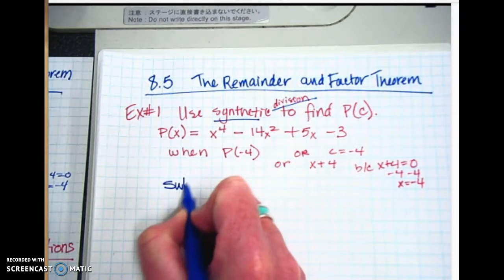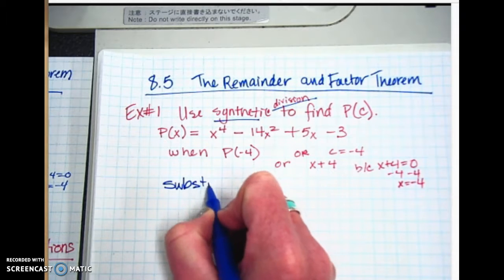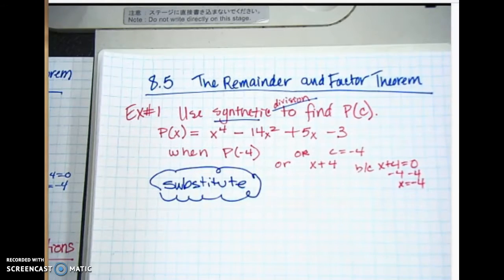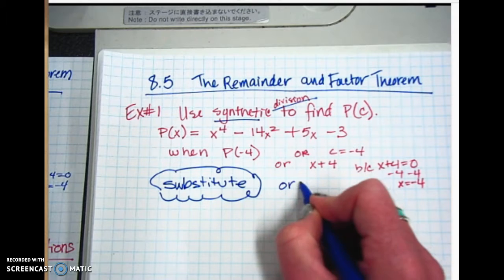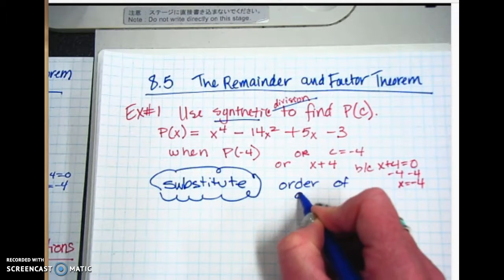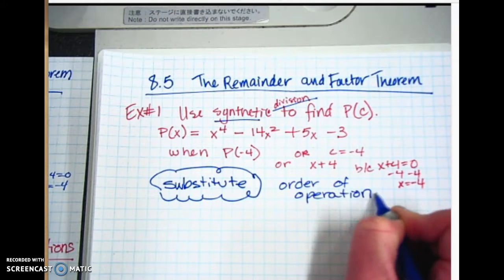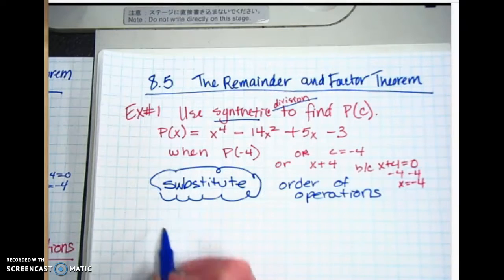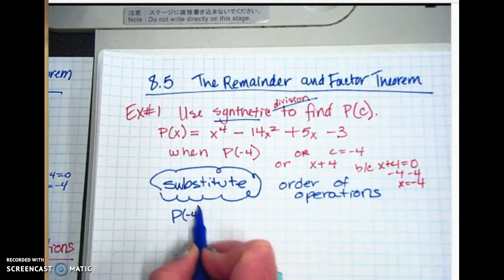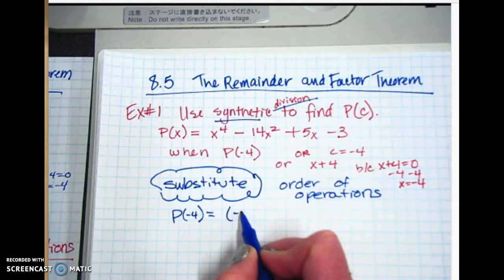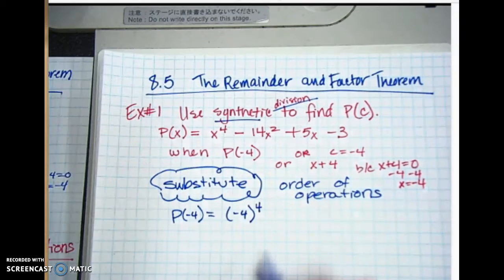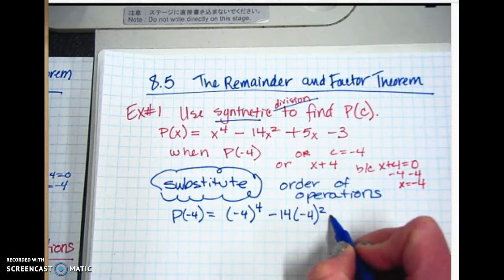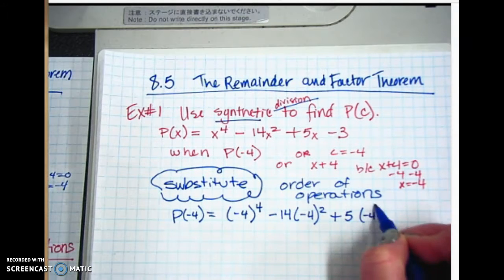Even though the directions say to use synthetic division, you're not actually going to do that. All you're going to do is substitute the number in, and from there, the main thing you need to pay attention to is order of operations. You're going to take that -4 and plug it in everywhere you see an x. So P of -4 is equal to -4 to the fourth power minus 14 times -4 to the second power plus 5 times -4 minus 3.